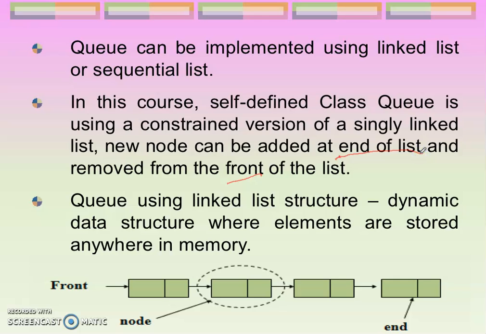Okay, using linked list structure. Kalau kita implement Q menggunakan linked list structure, which is dia akan implement dynamic data structure where elements are stored anywhere in our memory. Sebab bila kita menggunakan linked list, dia menggunakan konsep asal, the linked list itself, which is the data or the node can be located anywhere in computer memory. But how we can know that this one is our first node and second node? So we are using pointer, right? Okay.